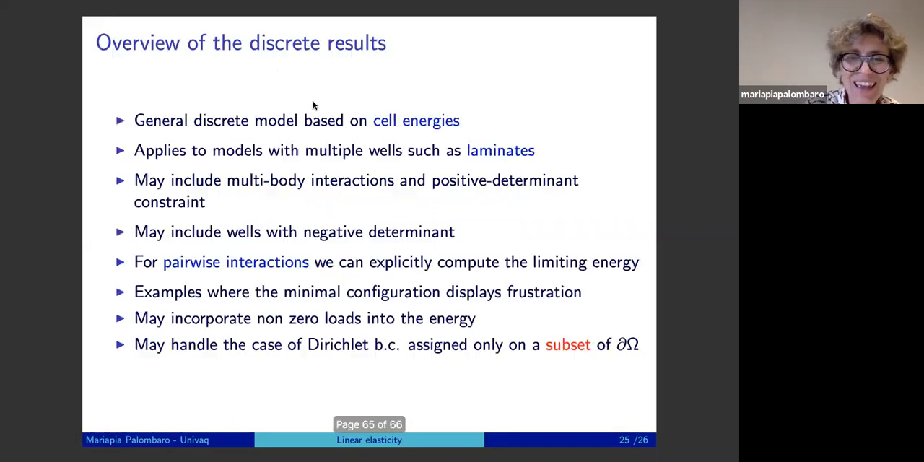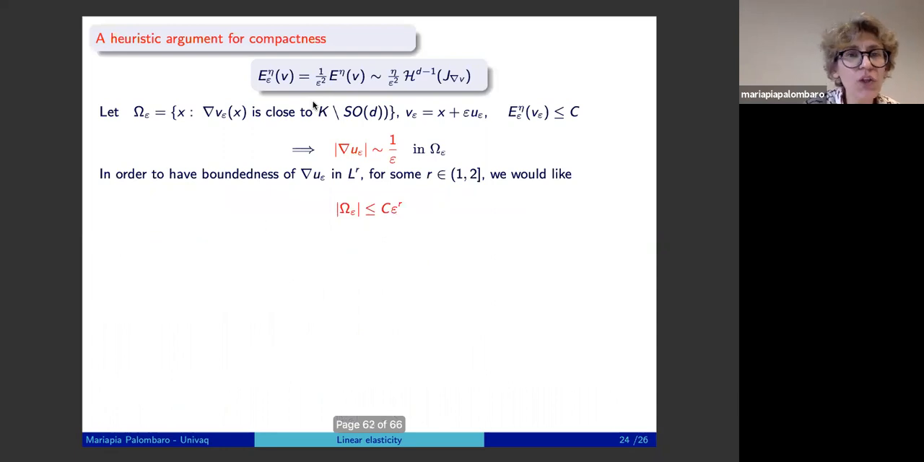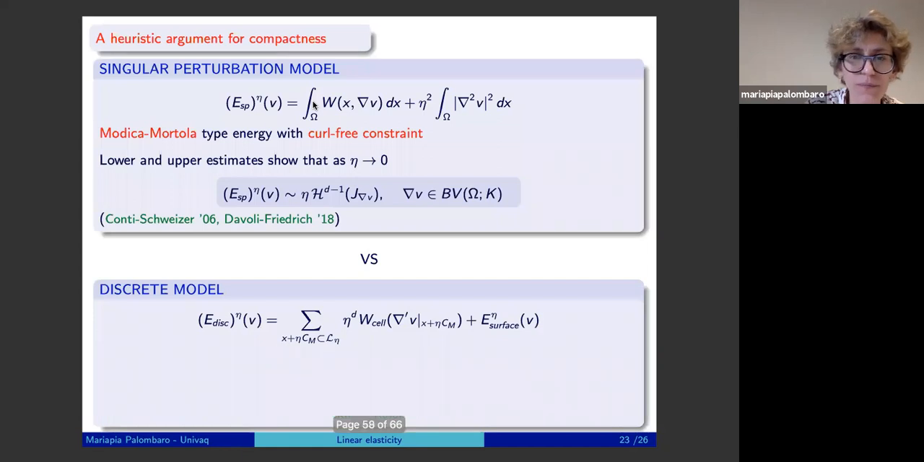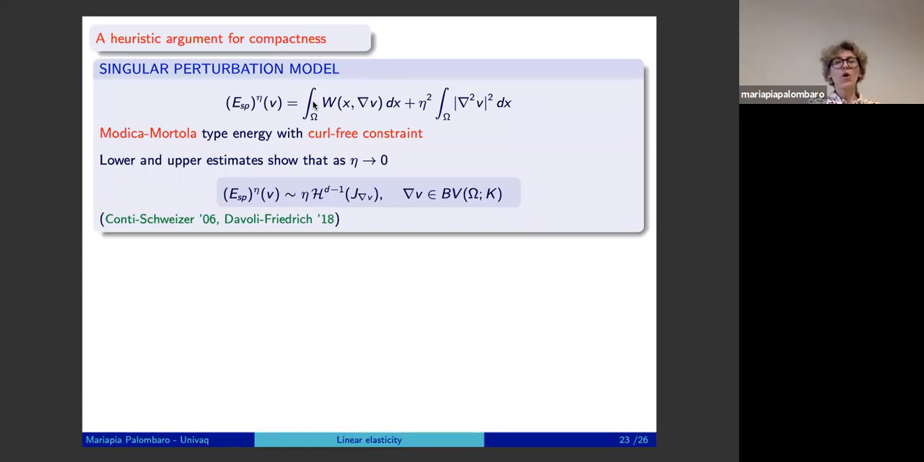So here I want to give you a heuristic argument for compactness. So what is this heuristic argument? Our functional looks like a Modica-Mortola type energy with a curl-free constraint. So it's a functional which is the sum of a term that would like the gradient to sit in these wells, and another term that penalizes this transition. Curl-free means that the variable is a gradient.